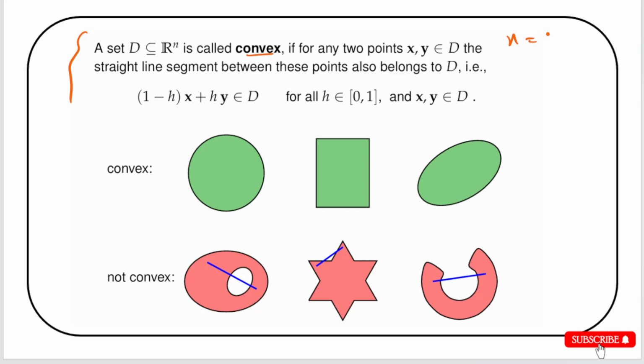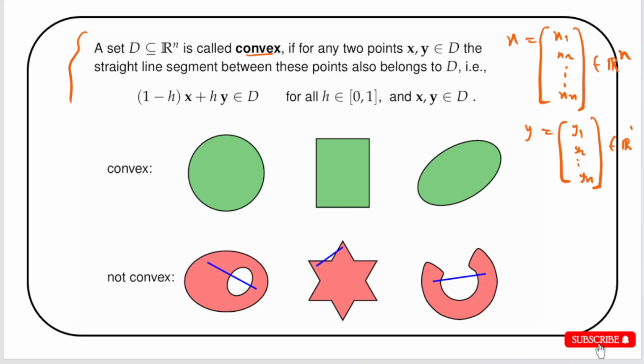So x will take this form, x1, x2 up to xn, right? Since it belongs to Rn. Similarly, y will also have this kind of format, y1, y2 up to yn, and that will be belonging to Rn, right? So x, y are vectors here which belong to the set D, which is a subset of Rn. Okay, now the straight line segment between these points also belongs to D.